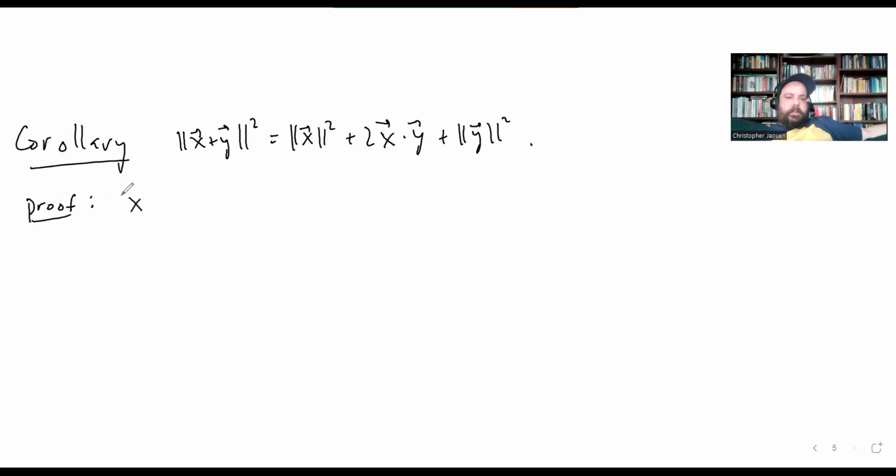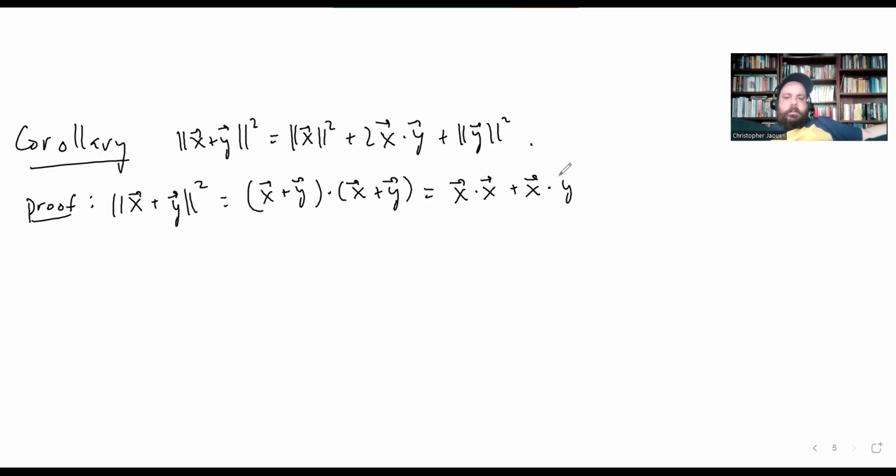So consider the length of x plus y squared. This is x plus y dot x plus y by property 2, I think it was, right? And then there's a distributive law, so this is x dot x plus x dot y plus y dot x plus y dot y.